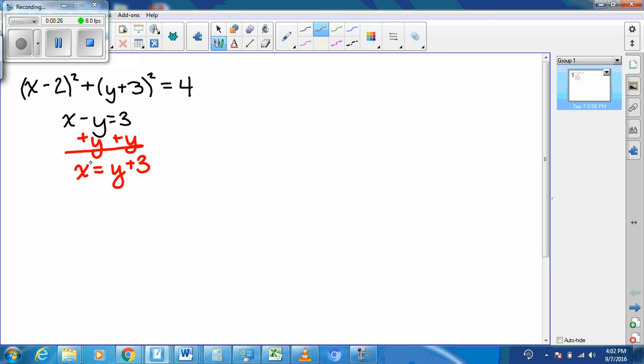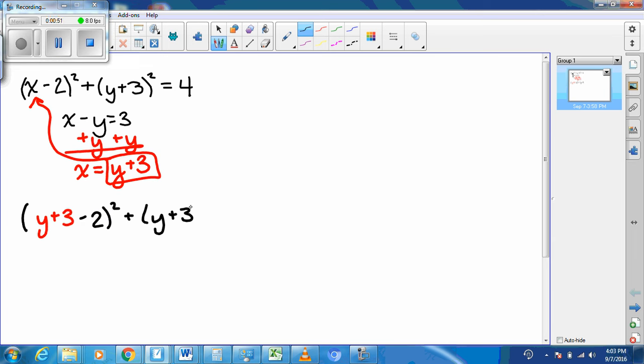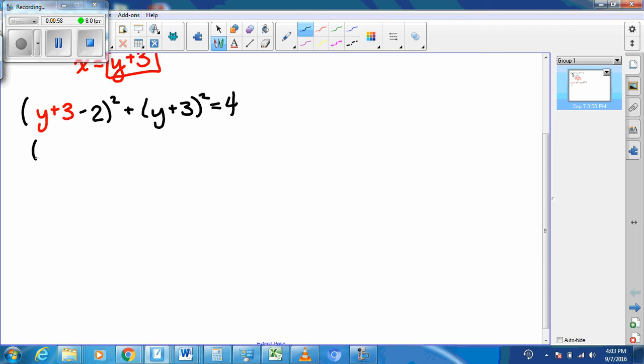And what I'm going to do is take this everywhere I see x in the original equation. I'm going to put y plus 3. So that's going to go right there. So I'm going to have, apologies, what I'm going to have is the thing that x is minus 2 squared plus y plus 3 squared equals 4. I'm going to combine some like terms. So this turns into y plus 1 squared plus y plus 3 squared equals 4. Since these are not like terms at the moment, I have to do all the FOILing.